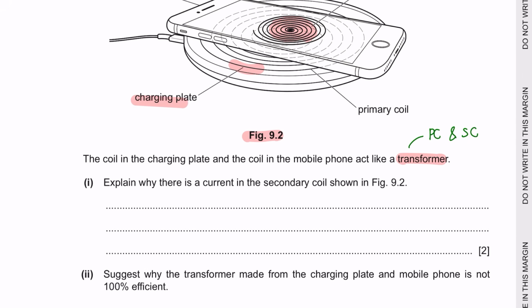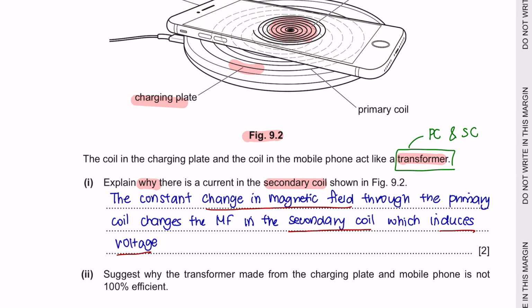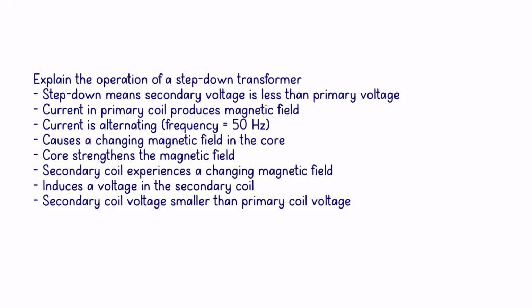Question part 1. Explain why there is a current in the secondary coil shown in figure 9.2. So the principle is the same as a transformer. Make sure you are familiar with the principle of transformer. Here is a 4-mark explanation on the operation of a step-down transformer. You can use the same explanation for step-up as well. It's just that the difference of step-up is that the primary coil is lesser than the secondary coil. So you can take a screenshot or copy these for future references.